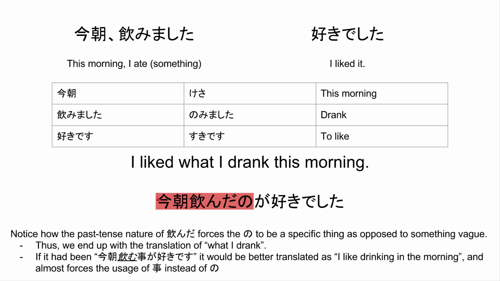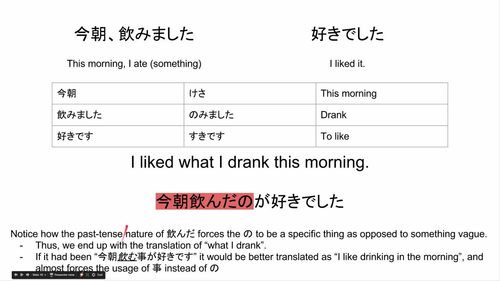What I drank in the morning ga suki deshita. I liked what I drank in the morning. Notice how the past tense nature of nonda almost forces no to be a specific thing. So this is the nominalization of this, and because it's past tense, we definitely did it. The thing that we drank was a thing, right? So it turns it almost into a specific thing as opposed to something vague, and thus we kind of need to use the particle no here. Thus we end up with a translation of what I drank as opposed to the drinking, which isn't a thing.